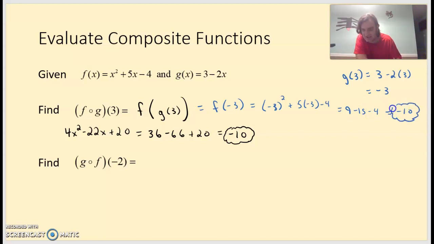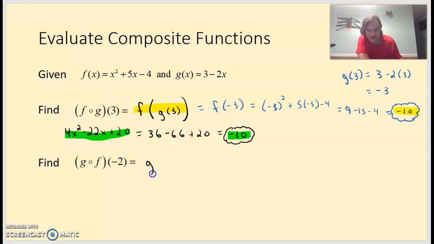So what you see is whether we do it using the composite function already taken care of, which was the 4x squared minus 22x plus 20, we get negative 10, or if we use it as a series of one function then the next function calculating, we get the negative 10 as well. So let's do that again with the next example I have, which was g of f of negative 2. So let's just see what happens here.